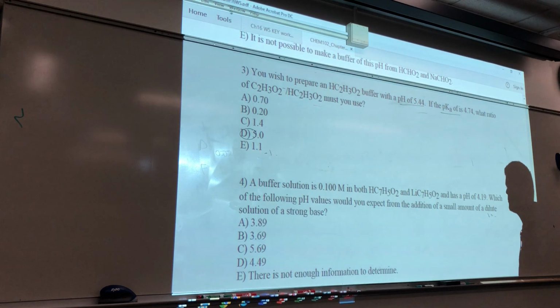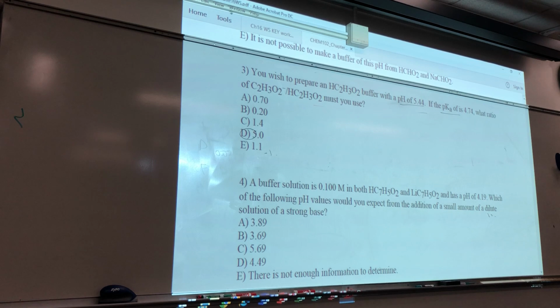Buffer solution is 0.1 molar in both, I don't know what that is, and lithium, I don't know what it is, and has a pH of 4.19. Which of the following pH values would you expect from an addition of a small amount of a dilute solution of strong base? This one's kind of weird. I mean, it's not bad. You can guess it.